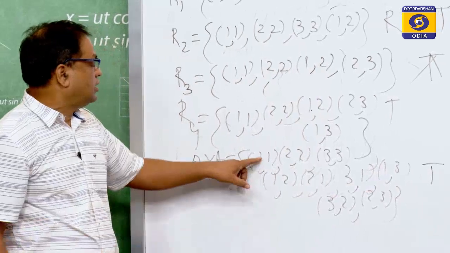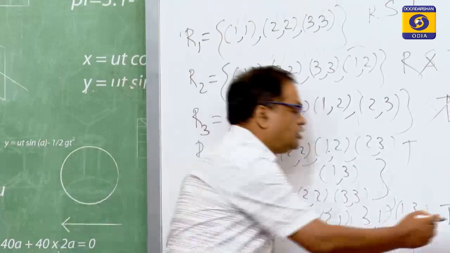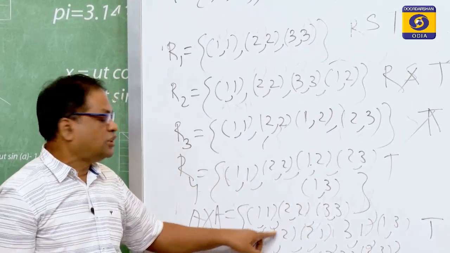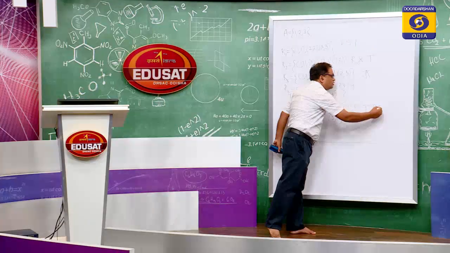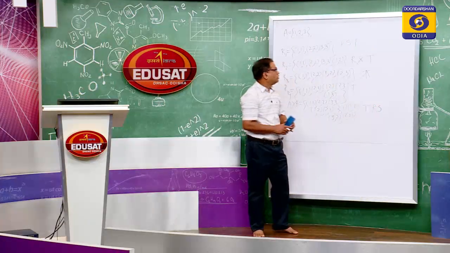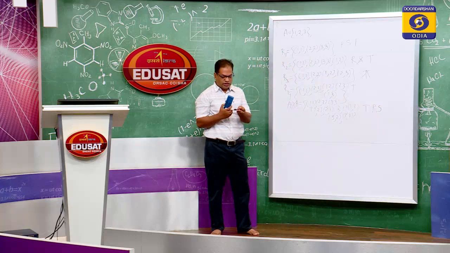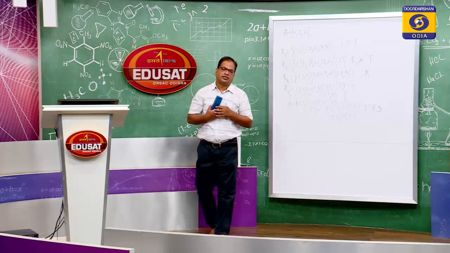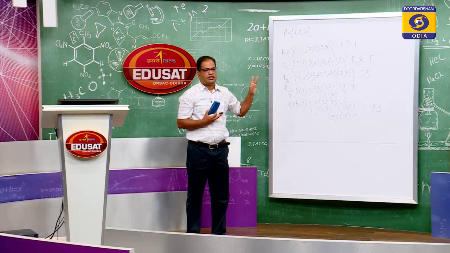Also, this is a reflexive relation because (1,1) is there, (2,2) is there, (3,3) is there. This is also symmetric because (1,2) is present, its opposite (2,1) is present. So we discussed reflexive relation, symmetric relation, and transitive relation, and you see R1 and R2 are relations that are reflexive, symmetric, and transitive.